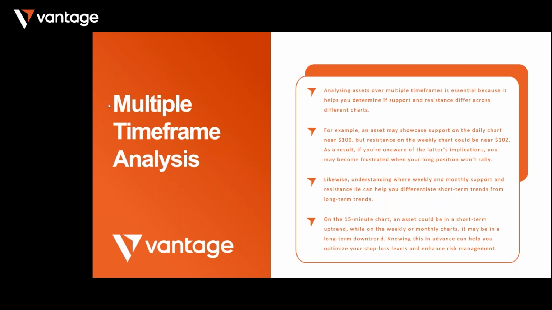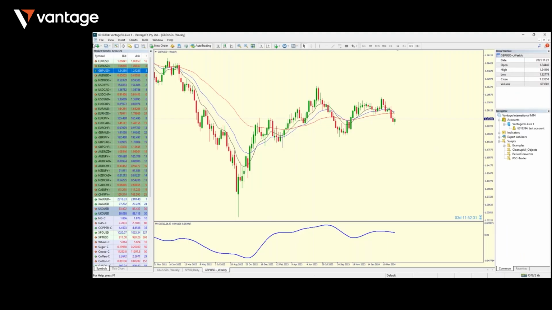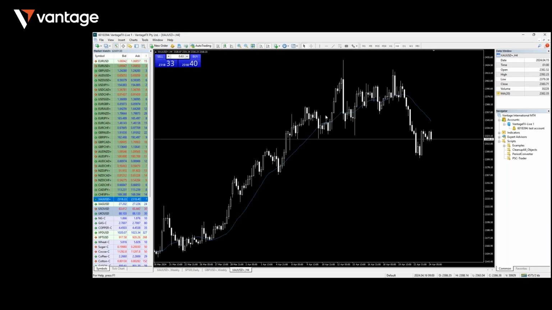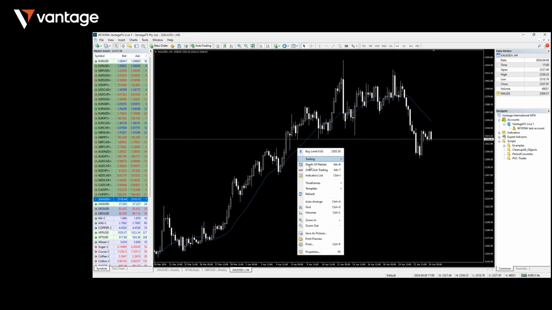All right, so analyzing assets over multiple timeframes is essential because it helps you determine if support and resistance differ across different charts. Absolutely, that is important. One of the ways, let me just do something here as well. I'm going to move this down. I want to have a look at something. So if we go across to the chart, let's go ahead and have a look at the chart. And what I'm going to do, I'm going to use gold as this one because it's a particularly good way to do this. I'm just going to hide that. We don't need that. And I'm going to get rid of this.